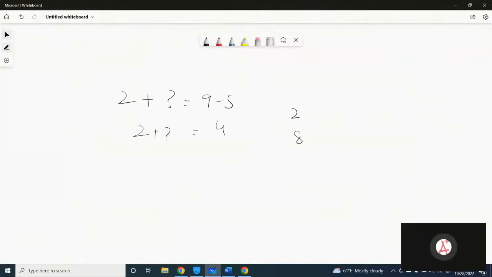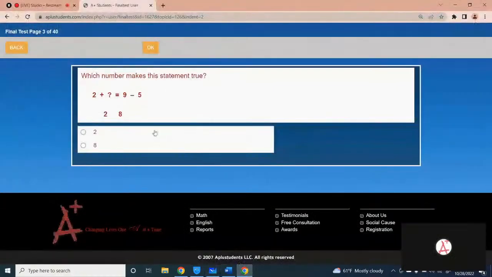So you can use the options given. The first one is 2. So just make it 2 plus 2, which is 4. That means the correct option is 2. That can make the statement true. Got it? The correct option is 2. Just select the correct option and then click on the OK button.